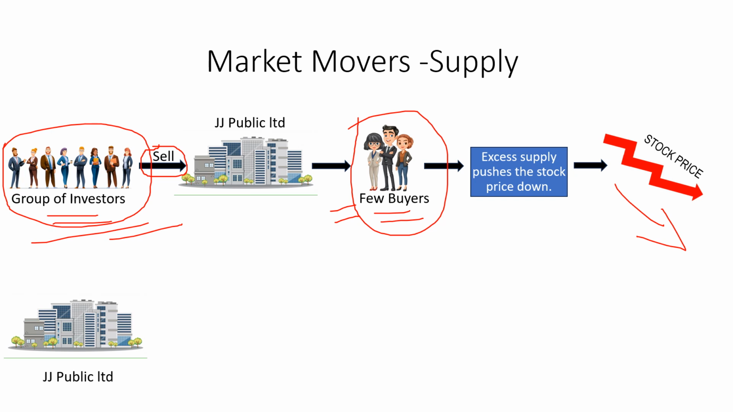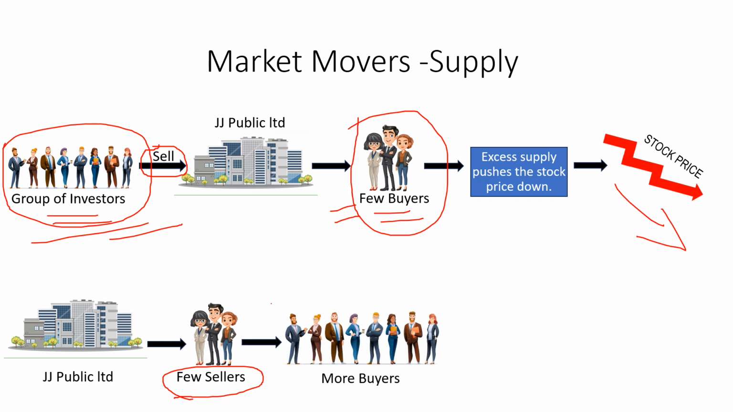The same public limited company, JJ, let's say after the previous disastrous quarter, the next quarter or maybe a couple more quarters, they perform really well, and there are very few sellers who are willing to sell the shares without knowing how to read the financial report. And then what they do, they decide to sell. But on the other hand, this set of investors who were initially the sellers turn into buyers.